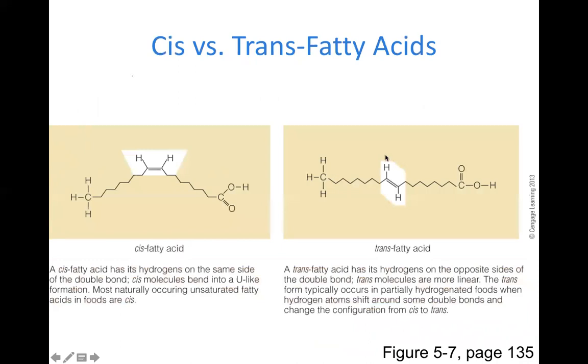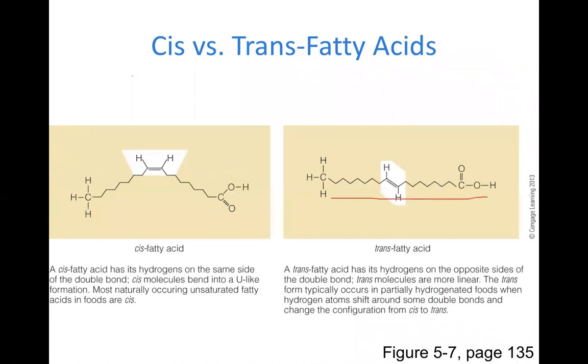A trans fat is a name given to a fat that has a double bond and has hydrogens on opposite sides of those double bonds. So the hydrogens on the double bond are across from one another, and that allows the shape of this entire trans fat to actually be very straight. So remember, other fats that are straight are saturated fats. So to our body, trans fats look just like saturated fats, and they're going to be more solid at room temperature.